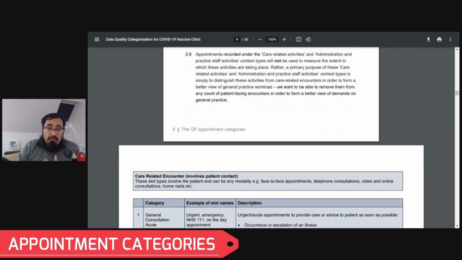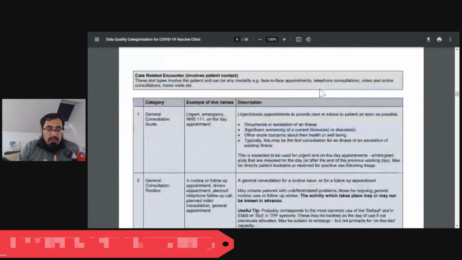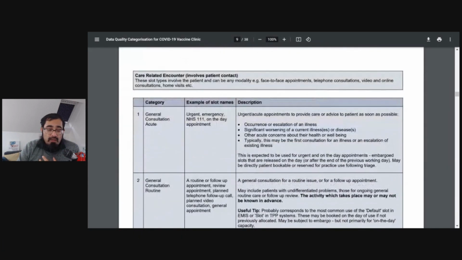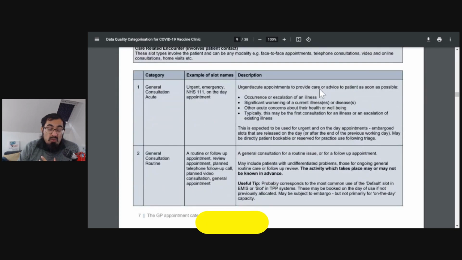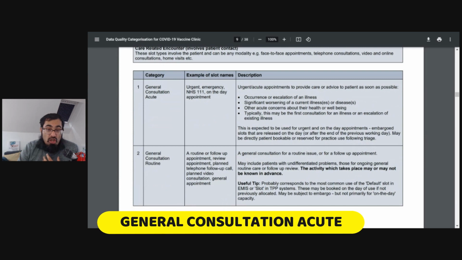So we're going to get started off with the actual appointment types themselves. So first category is this blue kind of category, and it's the care-related encounters. So this is the ones that involve patient contact. And the first one you've got is your general consultation acute.